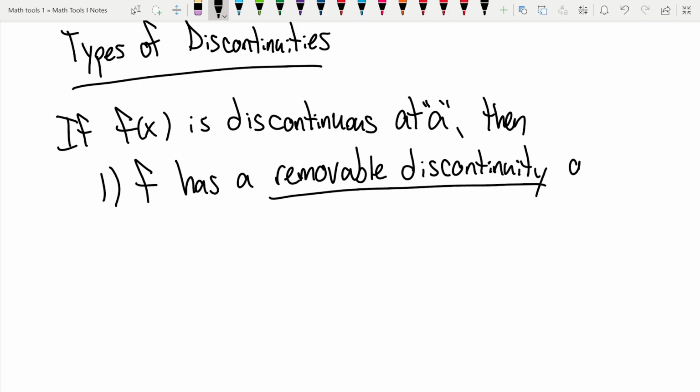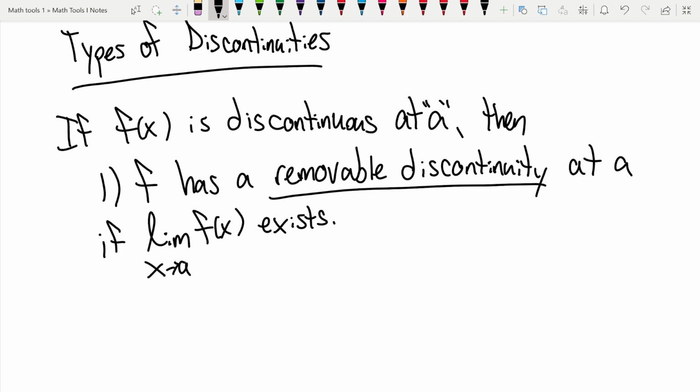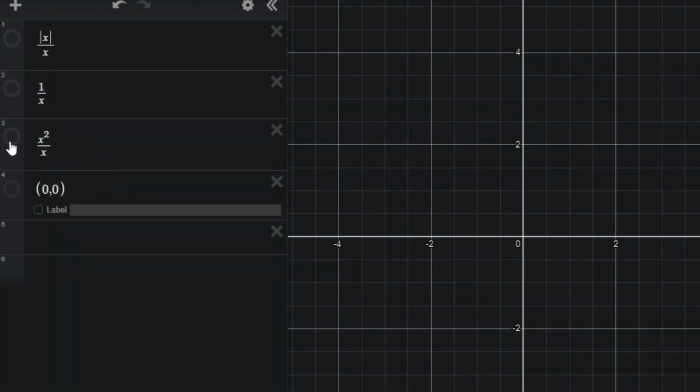at a if the limit as x approaches a of f of x exists. Okay. And remember that this means it has to be a real number, not infinite. So this would be, like we saw on the graph. Again, if we go back to the x squared over x part and we see the discontinuity at 0, the limit as x approaches 0 does exist, right? It is 0. So this is why it's classified as a removable discontinuity.